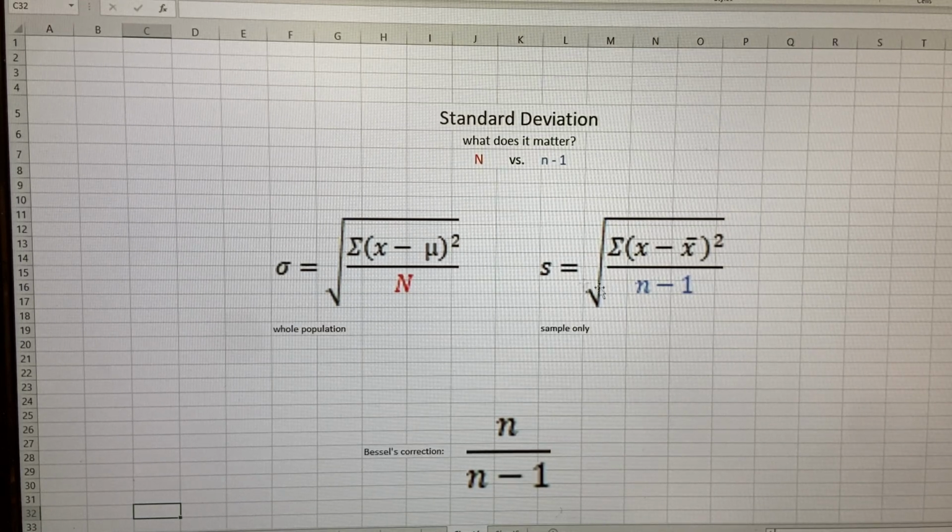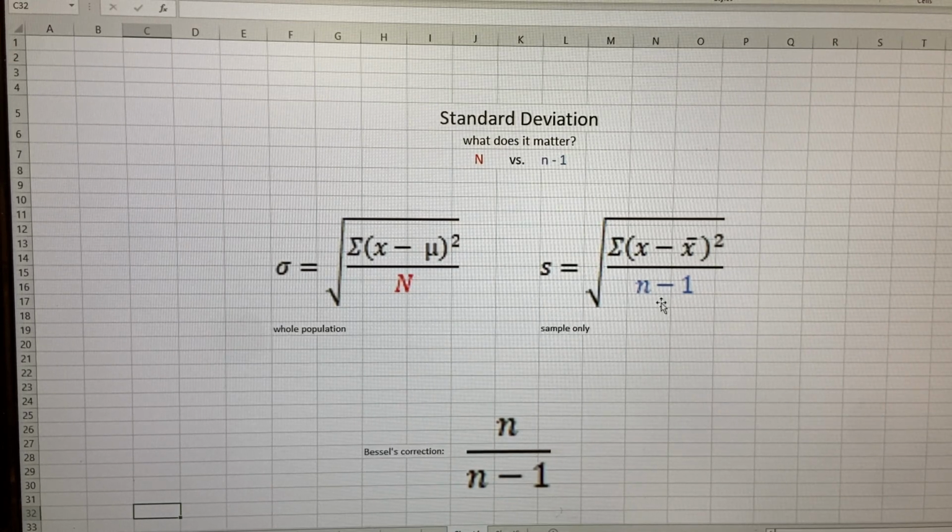This difference in division is known as Bessel's correction. So the sample is to be corrected, and textbooks tell everybody that the sample is corrected to boost its numbers up, in simple terms. So in this video, I'm going to show you a systematic approach to what difference it makes when you're dividing by n-1 instead of n.